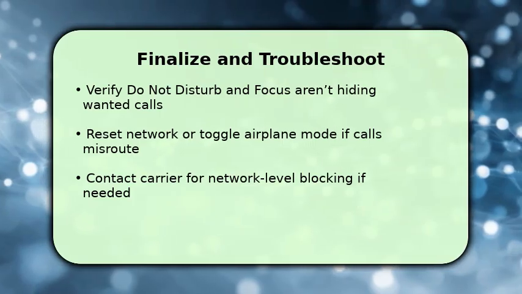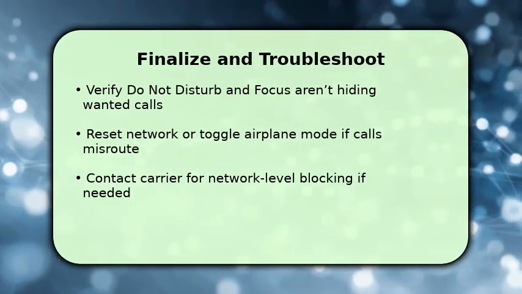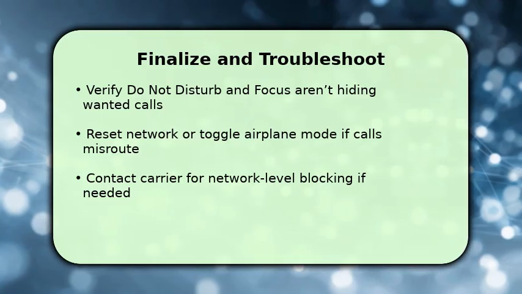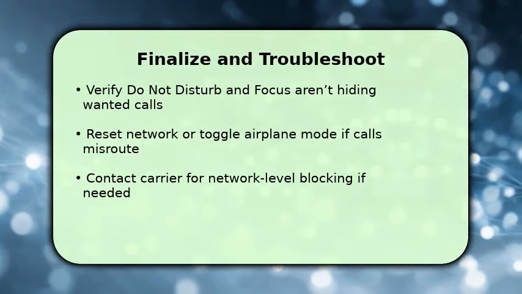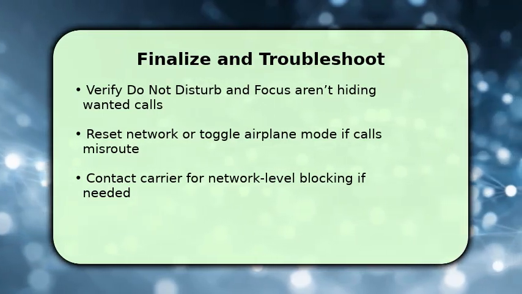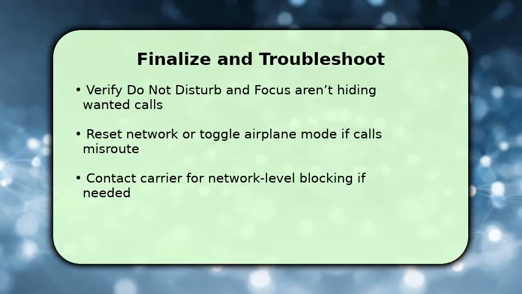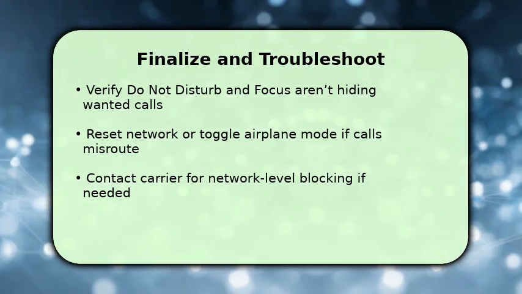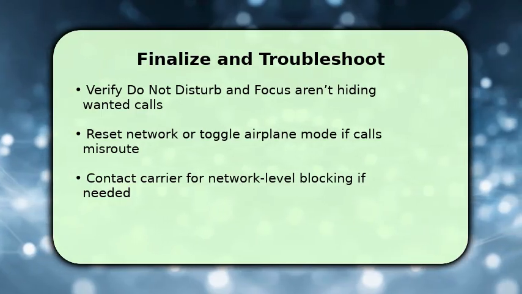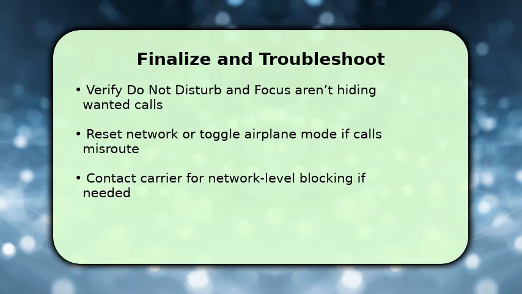If you still get spam or legitimate calls are blocked, toggle airplane mode or restart the iPhone to refresh network settings. If problems persist, contact your carrier and ask about network-level call blocking or trace call options. A quick reset or carrier intervention usually resolves misrouting or blocking conflicts.